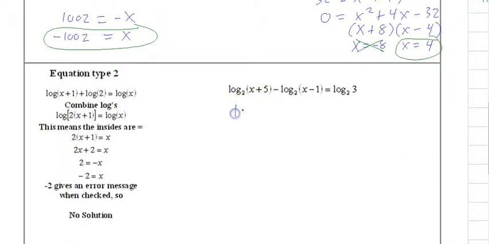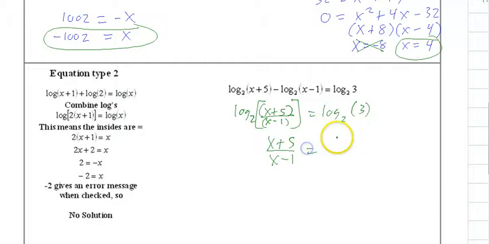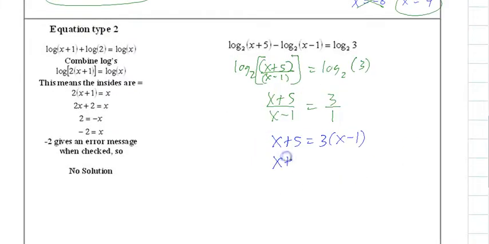So let's try this one. We put them together. And since it's minus, it's going to be a division. We have that, and 3. So since the logs have the same base and they are both logarithms, we can say that the insides are equal. I'm going to put a 1 under it, and this will allow us to cross multiply. So we get x plus 5 equals 3x minus 1. And just keep solving.